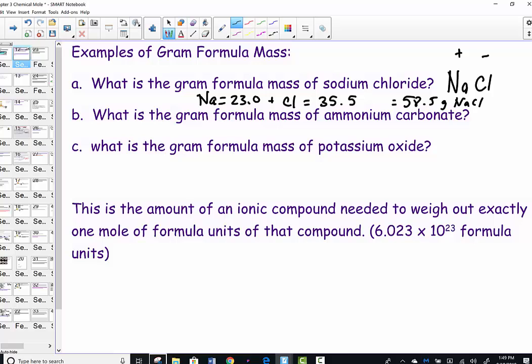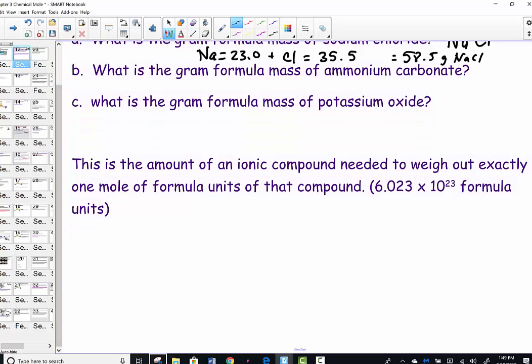Once we get the formula down, please get in that habit to make sure we keep track of what we're weighing. How many atoms of phosphorus are in ammonium carbonate?